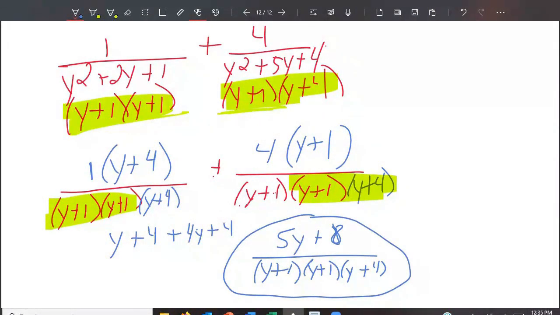You just got to be patient on these. They do take a little while. Got to pay attention. So, you bring down everything in the first denominator. Then you bring down from the second denominator what they're not sharing. And I think if you use the highlighter to show you what you had, it'll be easy to tell what you didn't originally have.